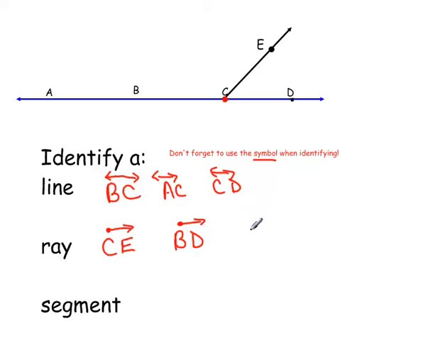If I asked for ray, let's say BD, oops, let's go BC, sorry, BC, that means it starts on B and goes forever in this direction. It does include the point D. Okay. All right, and a segment is just a part of a line. It is just a part. So if you look, a segment I could say is AC, and here's the symbol on top. That means it goes from here to here. So it would not include the point D, but it would include point B. All right, so that's just a refresher on that one.